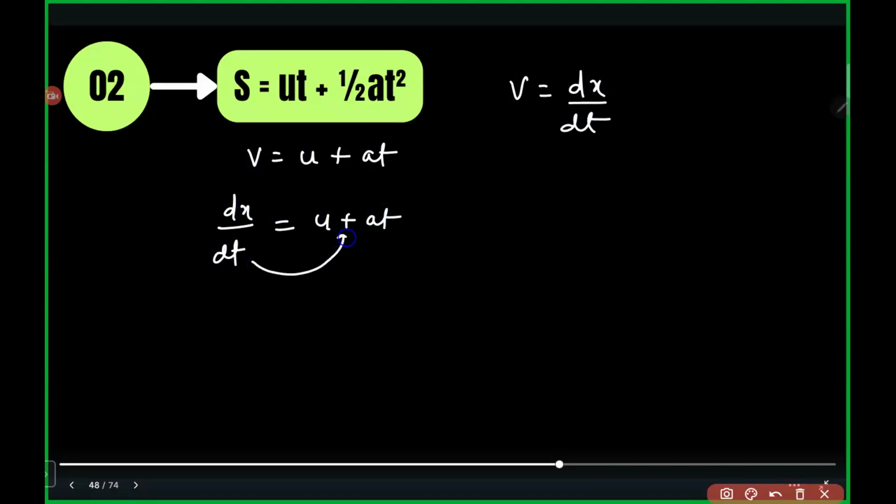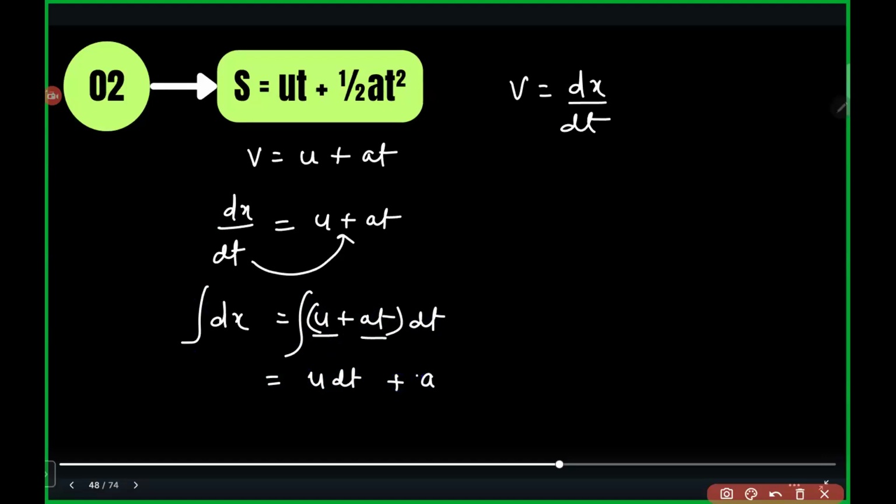Now I take dt to the other side, so I'll get dx equals (u plus at) into dt. I told you the rule of integration, that we can integrate both terms separately. So you can write this as u dt plus at dt, and integrate this side also. So you integrate, and integrate dx also.